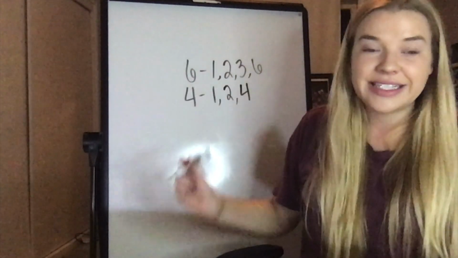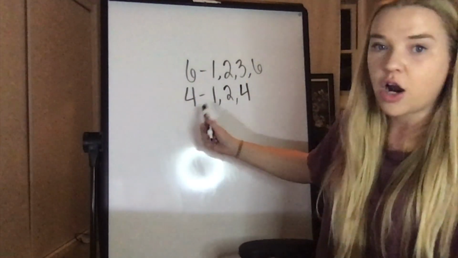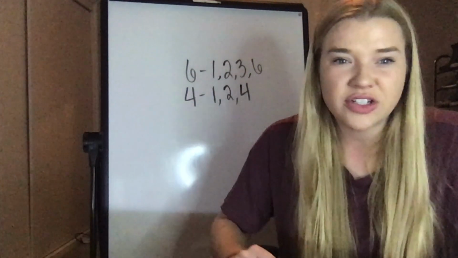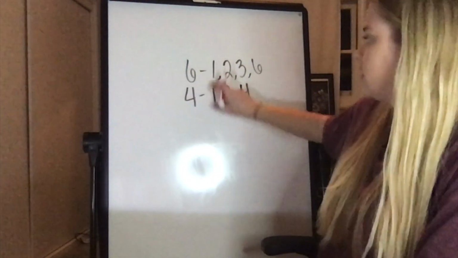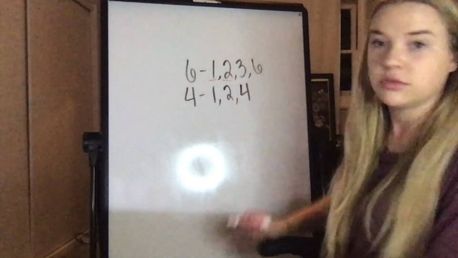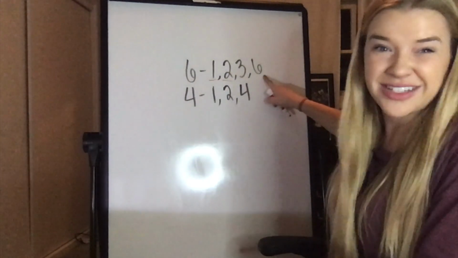So if I'm looking at 6 and 4, the factors of 6 are 1, 2, 3, and 6. The factors of 4 are 1, 2, and 4. Now I'm going to be looking for what factors they have in common. Well, they both have 1, yeah. They both have 2, yeah. No, that one doesn't have 3. That one doesn't have 6.